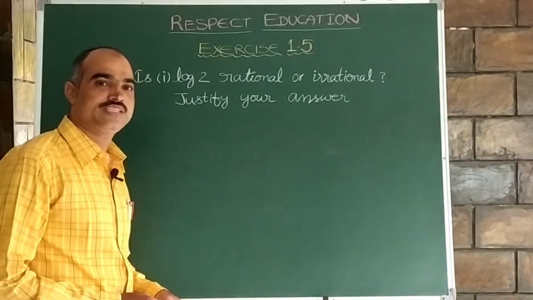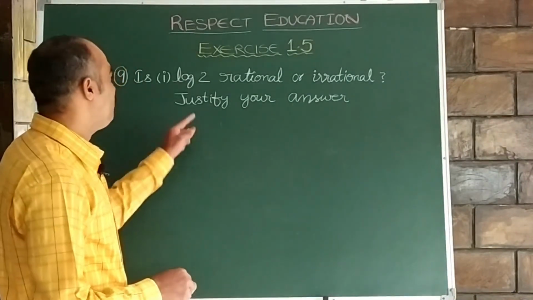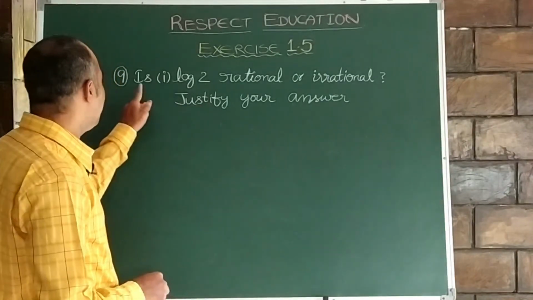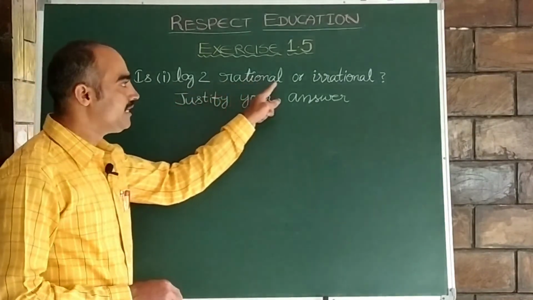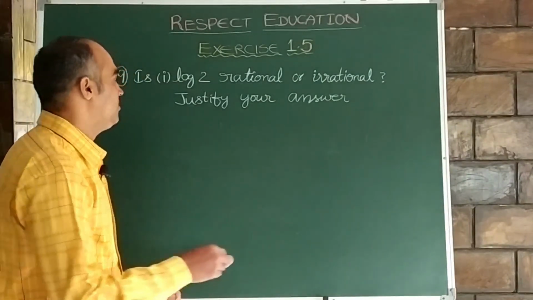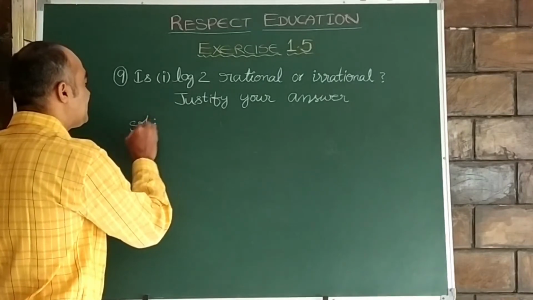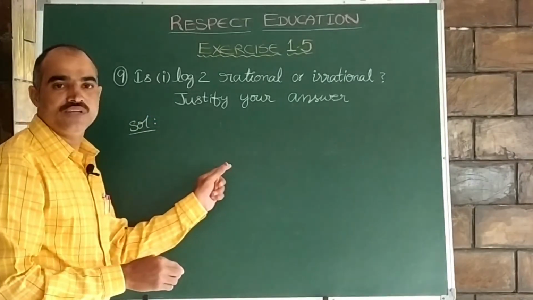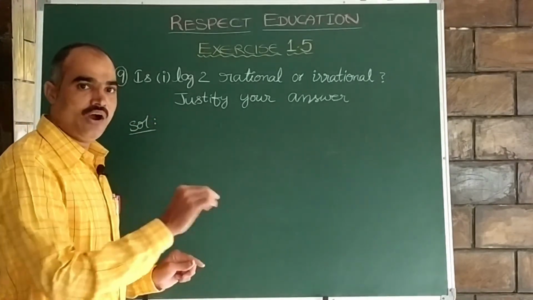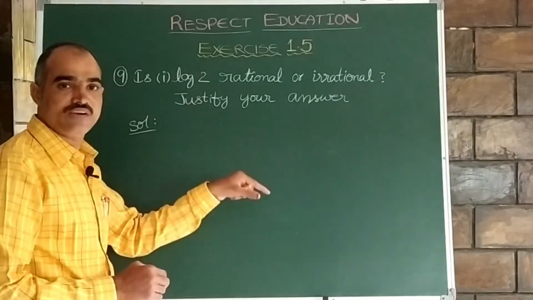Now let us see the next question, that is the 9th question. It has 2 bits, children. Now first we solve the first bit. Is log 2 rational or irrational? Justify your answer. So here we need to verify whether log 2 is rational or irrational. Simply if we say log 2 is rational or log 2 is irrational, that is not sufficient, children. We have to justify our answer.